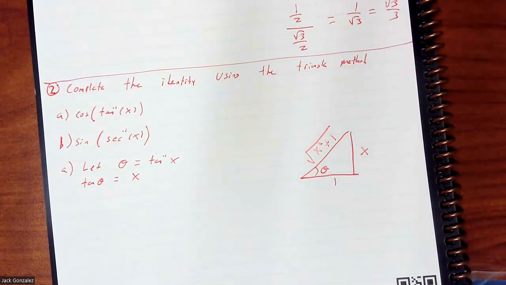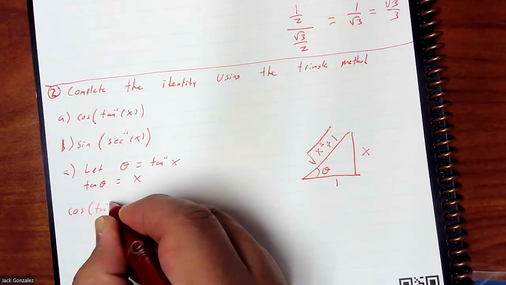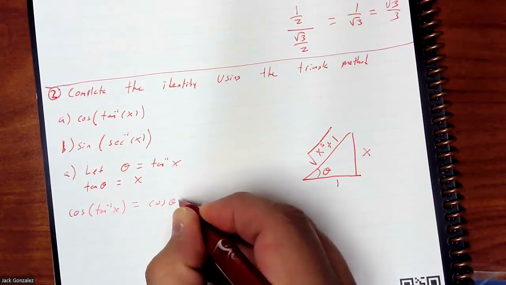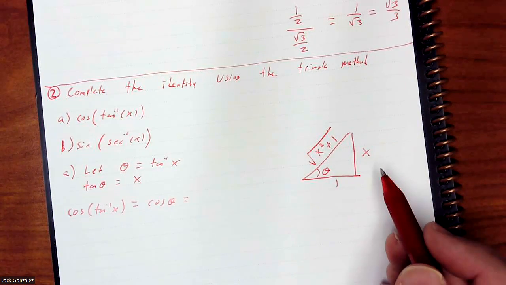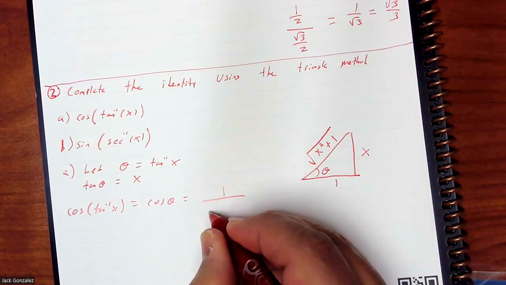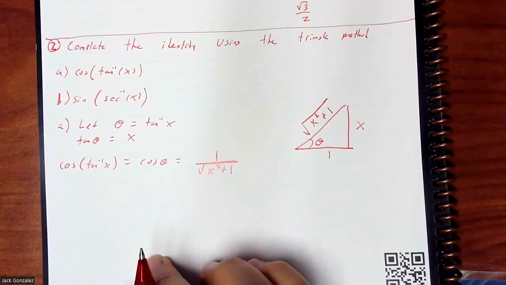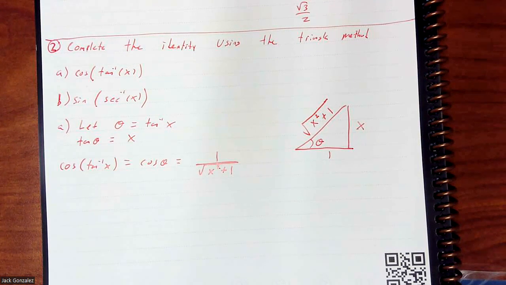1 squared is 1. X squared is X squared. So now we can answer the question. Cosine of tan inverse of X is equal to cosine of some theta, which we defined here. So cosine would be 1 over hypotenuse, adjacent over hypotenuse. I showed more steps in the homework or the in-class examples, but is that okay? You remember? You will for sure have one of these types.